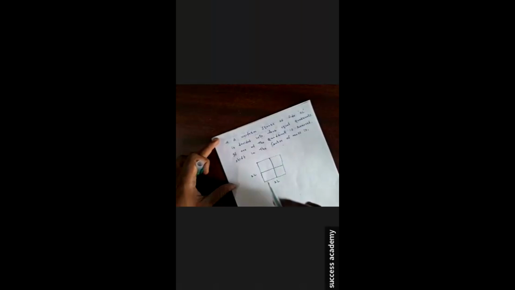Now, if one of the quadrants is removed, for example, this is one quadrant which I marked like this, and this can be removed from this square, then what is the shift in the center of mass?